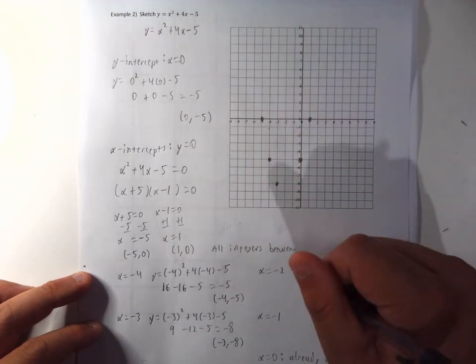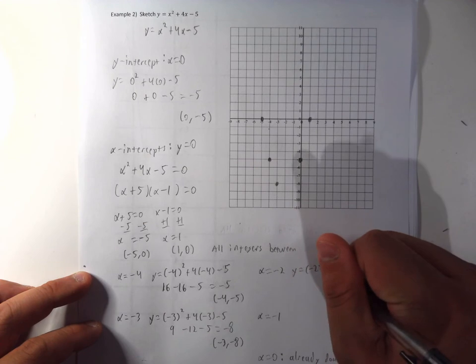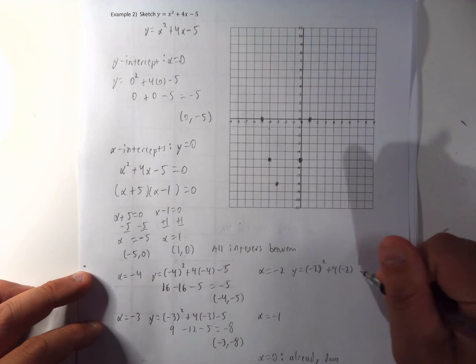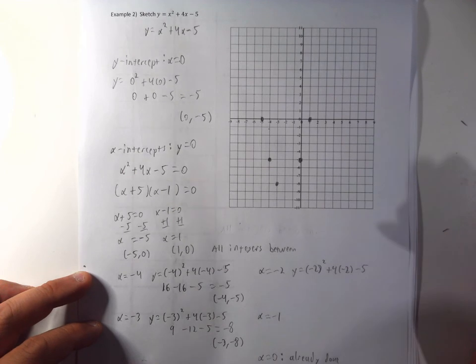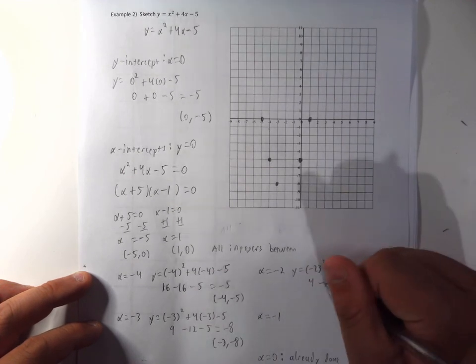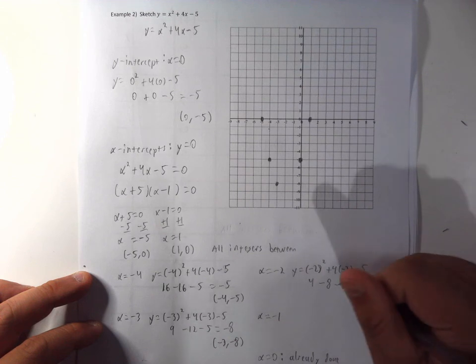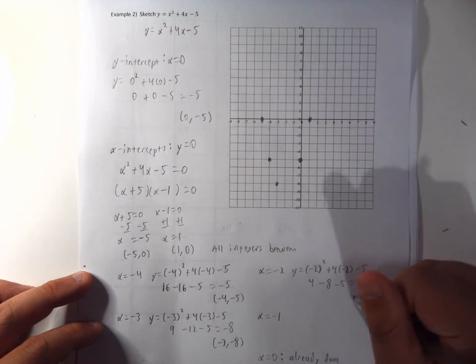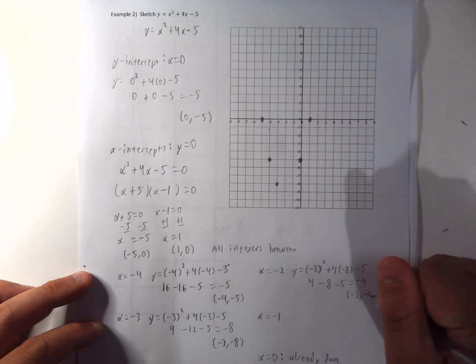X equals negative 2. Y equals negative 2 squared plus 4 times negative 2 minus 5. That would be 4. That would be minus 8 minus 5. Negative 4 minus 5 is negative 9. So negative 2, negative 9.